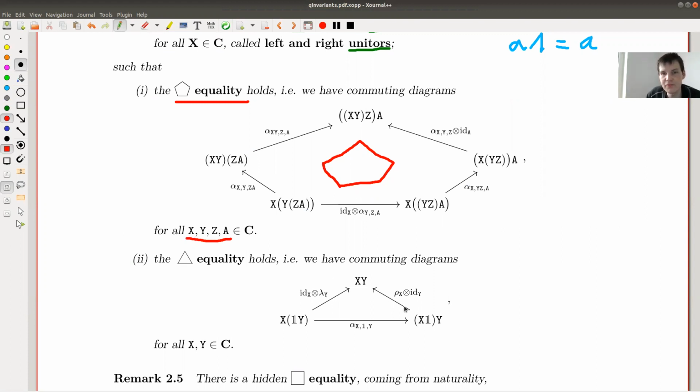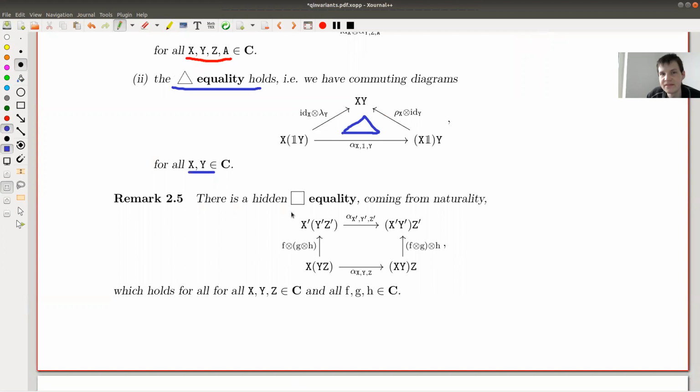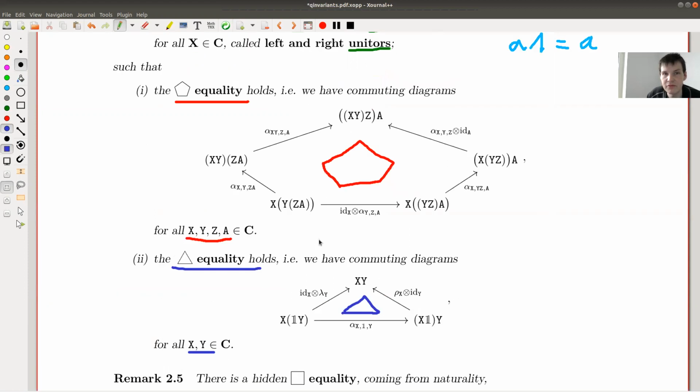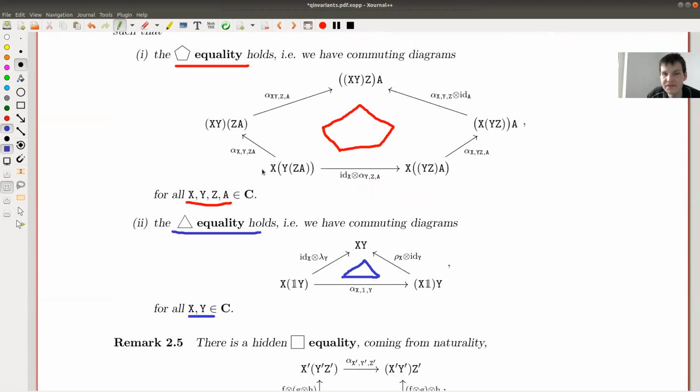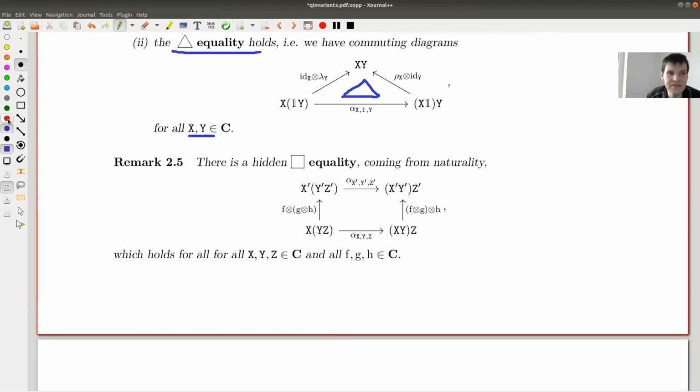And we have something similar for the unitors, and it's called the triangle equation. Because there's a triangle, and these are all the possible ways of how to get rid of a one for two objects. There is actually another equality, and it comes from assuming naturality. So these are natural isomorphisms. And if you write down what that means, you actually get another equality, which I want you to keep in mind. The square equality. It looks like this.